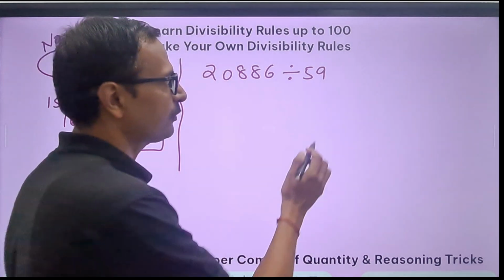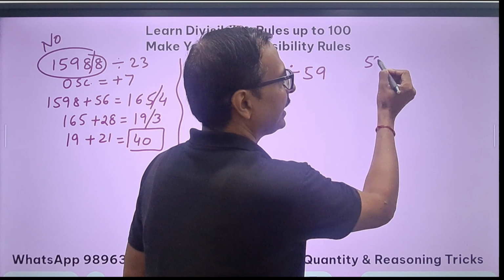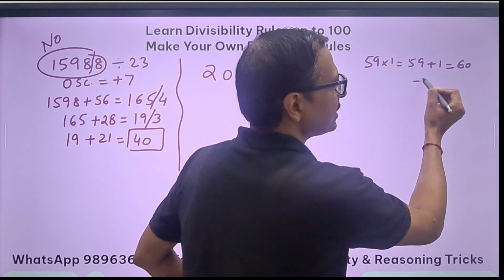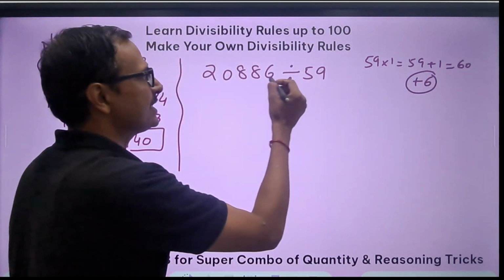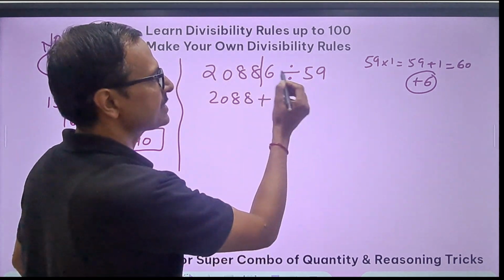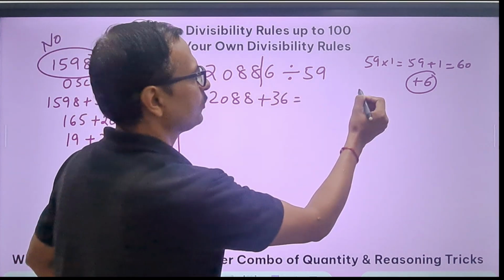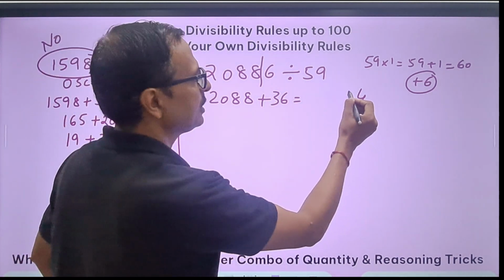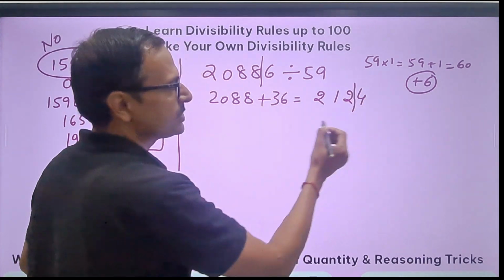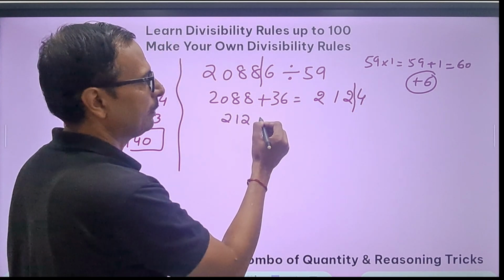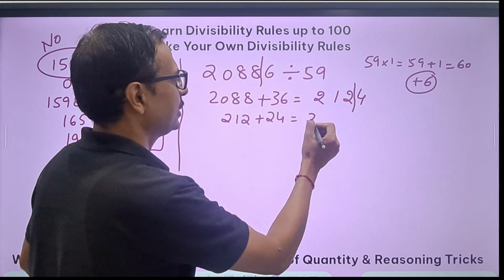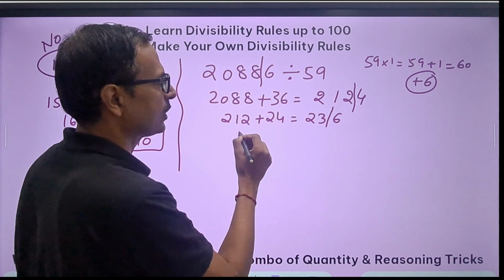So the oscillator for 59, how do you calculate? 59, 1 times is 59, add 1 you get 60. So plus 6 is the oscillator. So let's separate it out. 2088 plus 6 times 6, 36 is 14, 4, 1 carry means 12, 2, 1 carry and then 2. Right? Separate out the last digit. 212 plus 6 times 6 fours are 24. So this is 236.